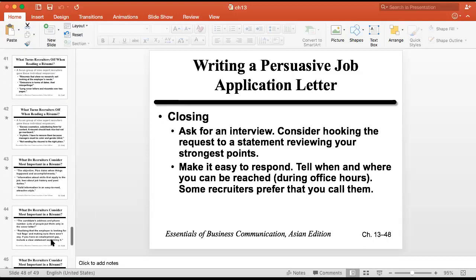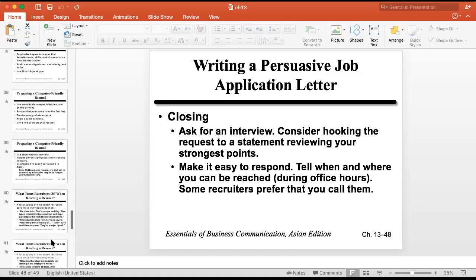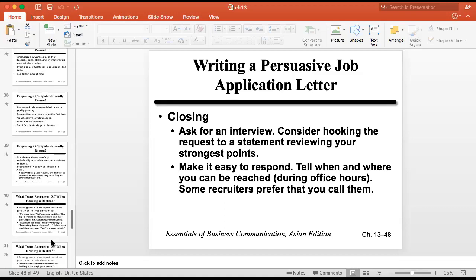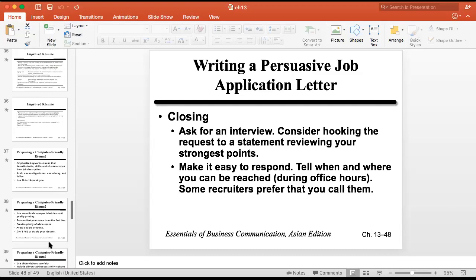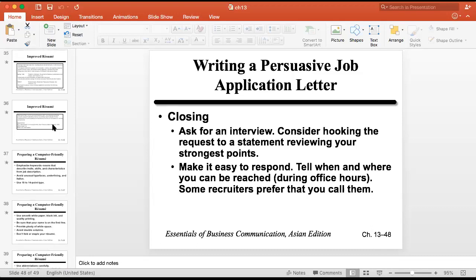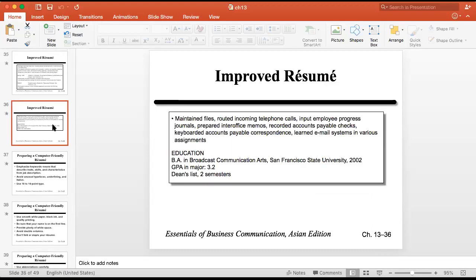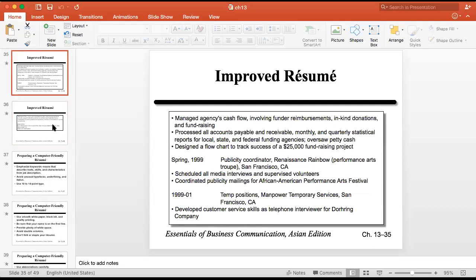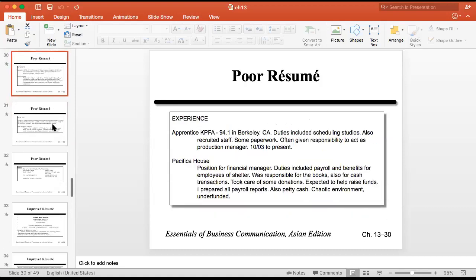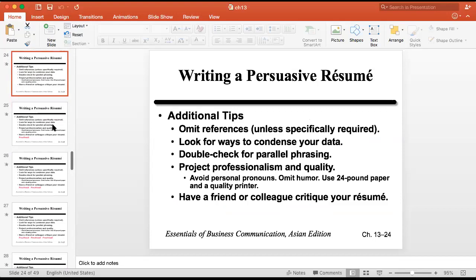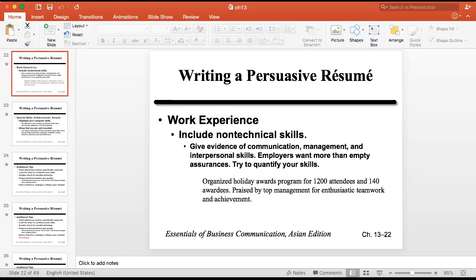Okay. Let me check if we can get some more examples of cover letters. No, we have examples of the resumes. We will be doing the resumes anyway. Okay, you may start doing your activity.